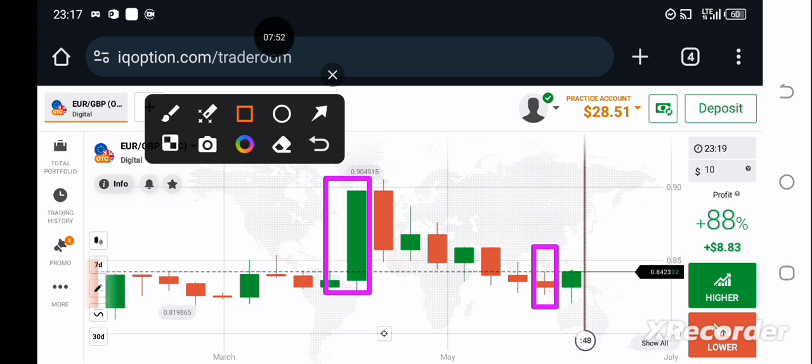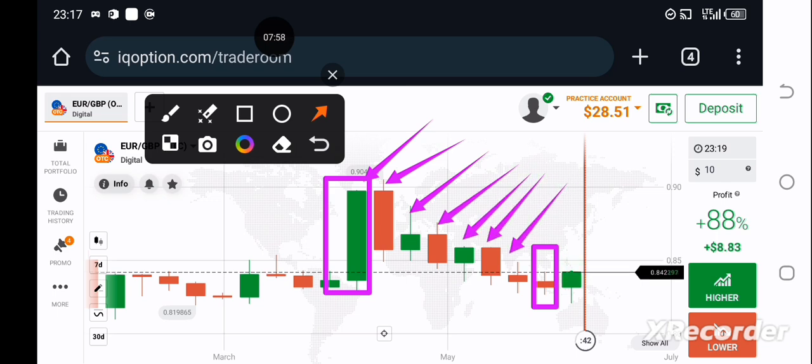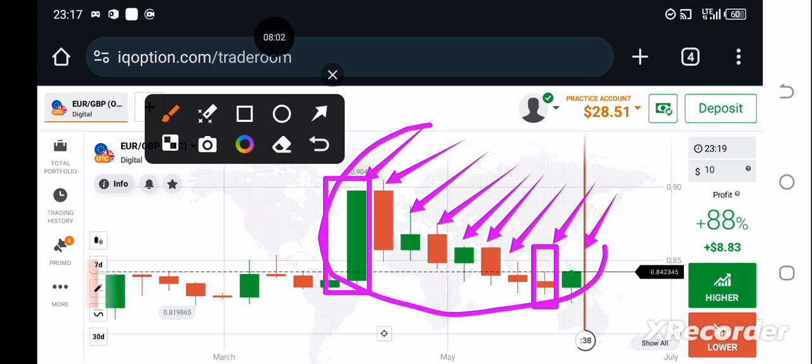Everything here. So if you want to look at how many weeks it is, this is 1 week, 2 weeks, 3 weeks, 4 weeks, 5 weeks, 6 weeks, 7 weeks, 8 weeks, 9 weeks. If you start counting from here, it is 9 whole weeks. That is 2 months plus. This is what we have for the past 2 months.